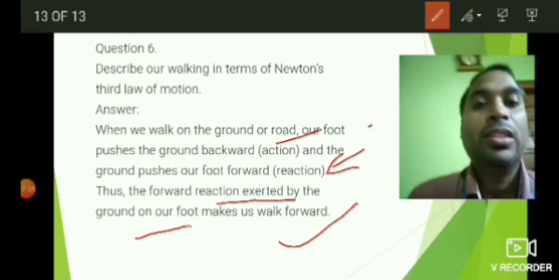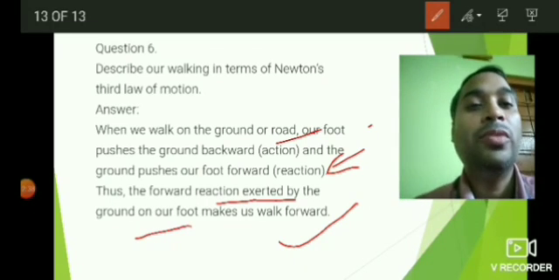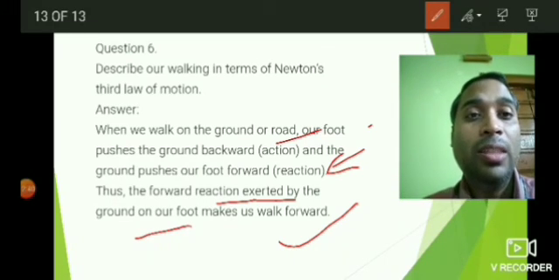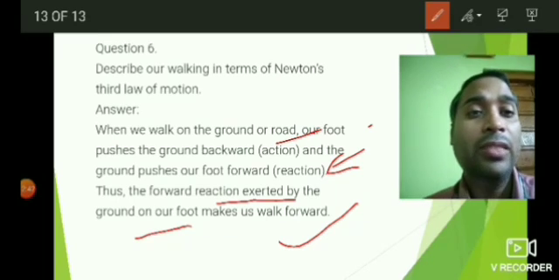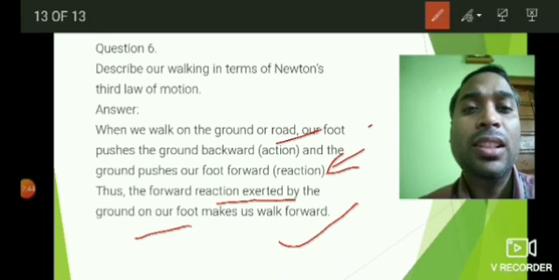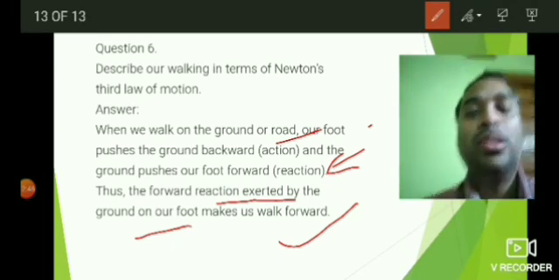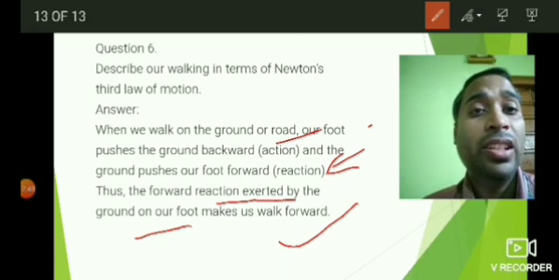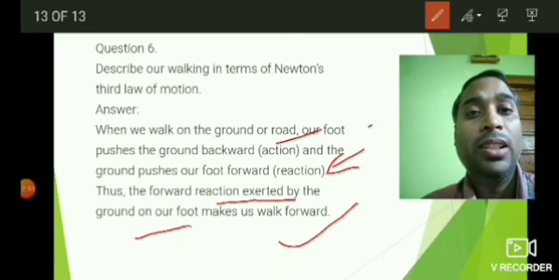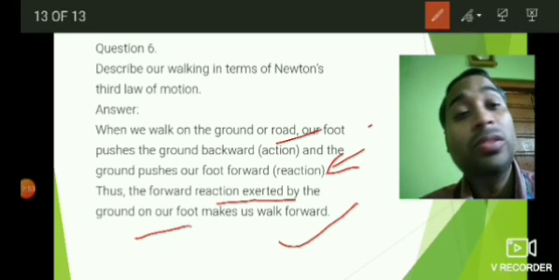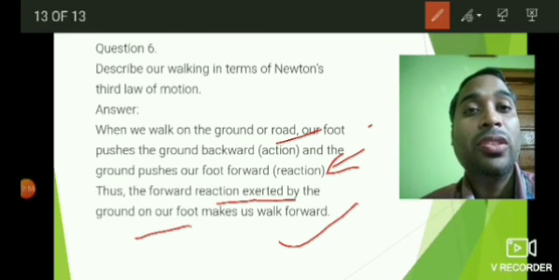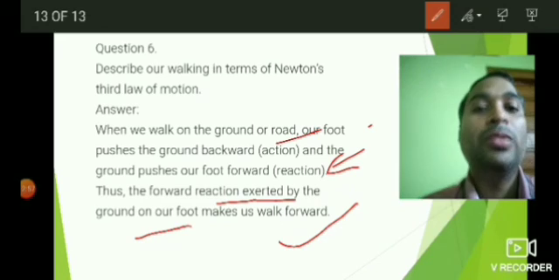These are some of the questions which I thought I should discuss, because numericals we have done in our regular classes. These are some of the questions that require reasoning and proper logic, so I thought of discussing them. I hope it will help you to understand the concept better.